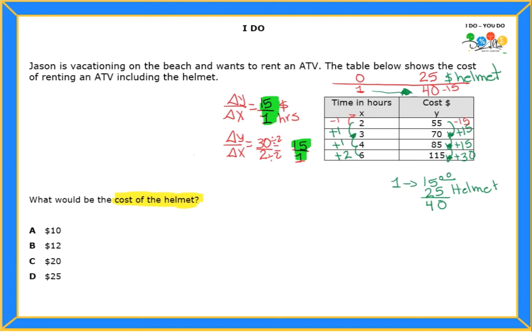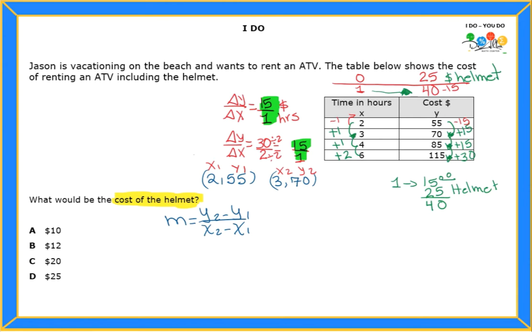Okay, so what we're going to do next is work it out algebraically, from an algebra point of view. So I need to find my slope. Is that right? So that will be y sub 2 minus y sub 1 over x sub 2 minus x sub 1. I'm going to choose 2 points. So I can choose 2 and 55, and I can choose 3 and 70. Okay? So my first point is x sub 1 and y sub 1. Second point is x sub 2 and y sub 2.